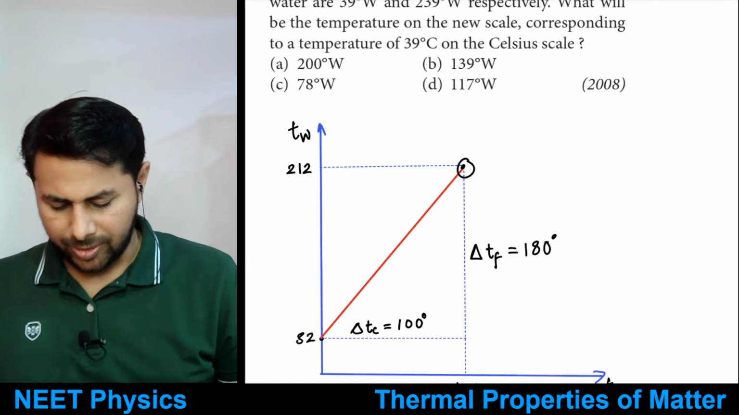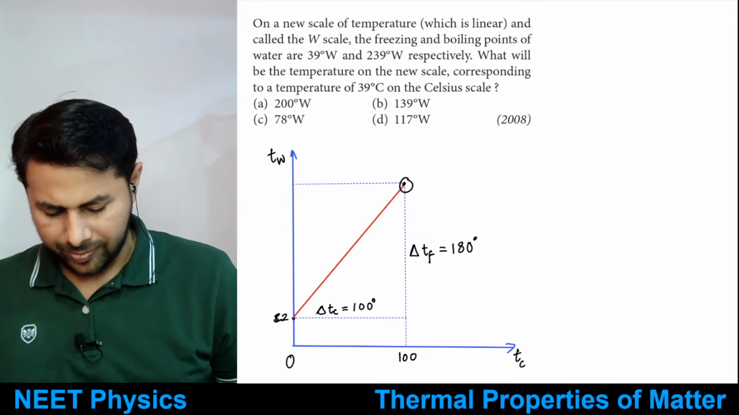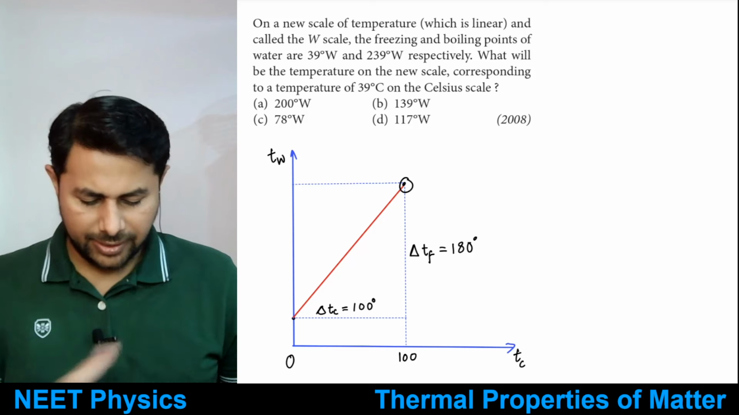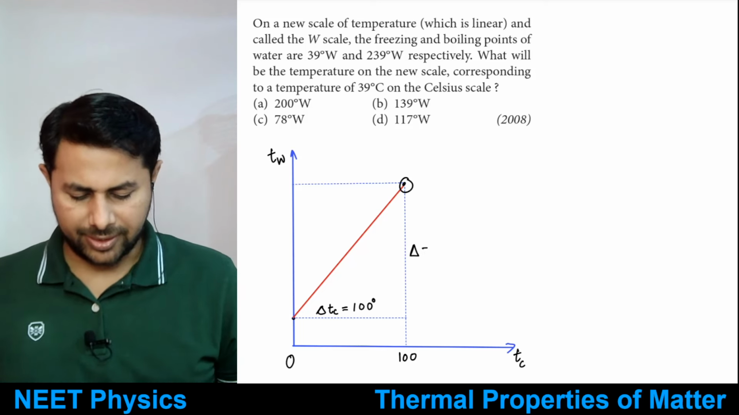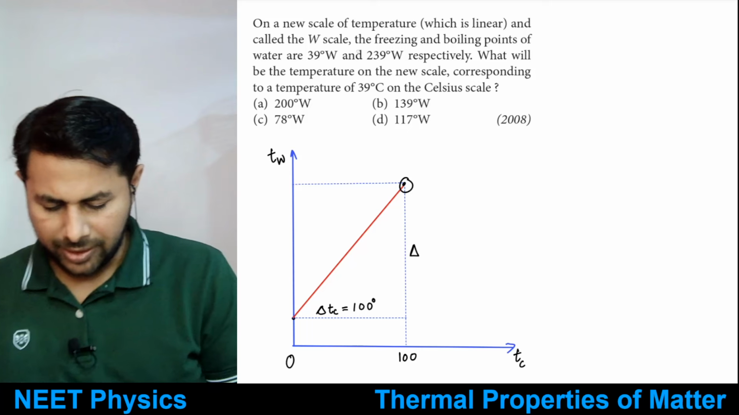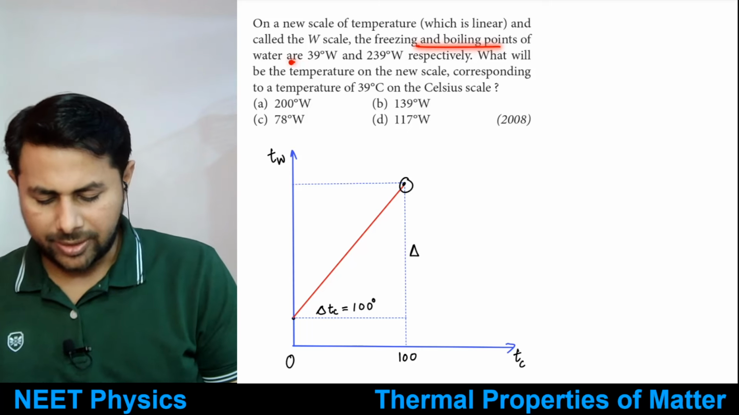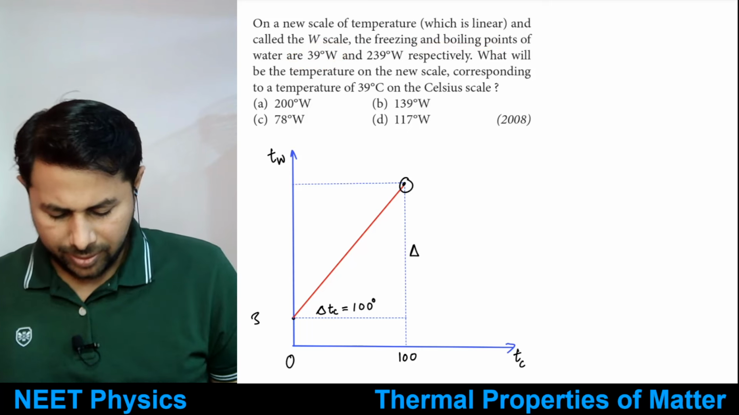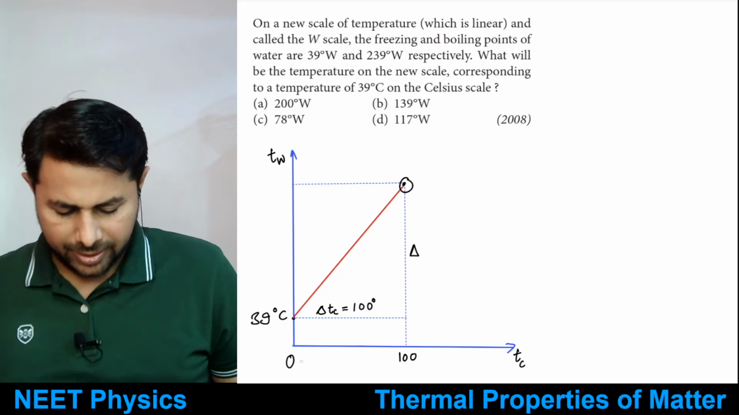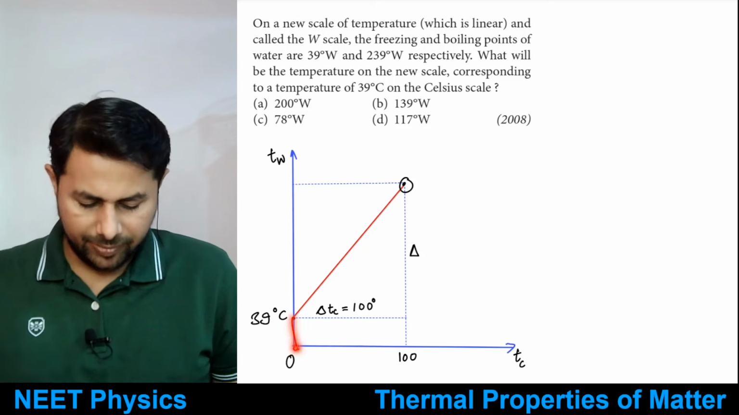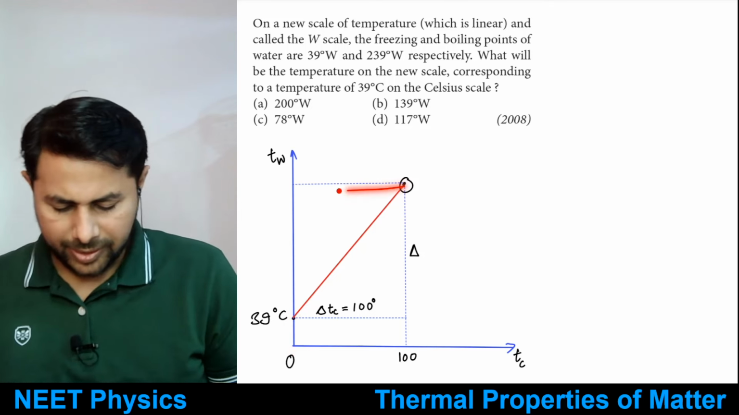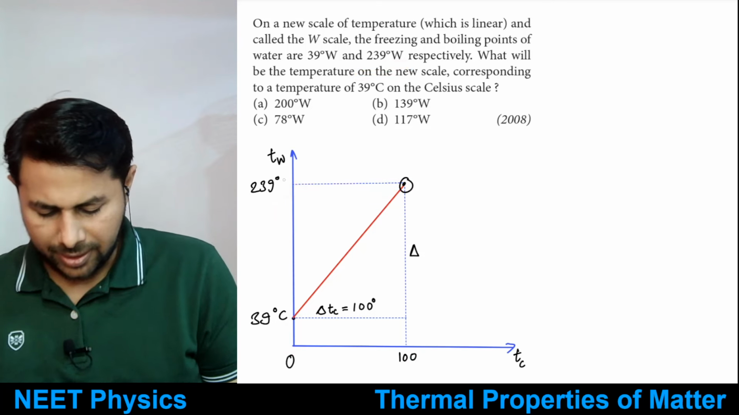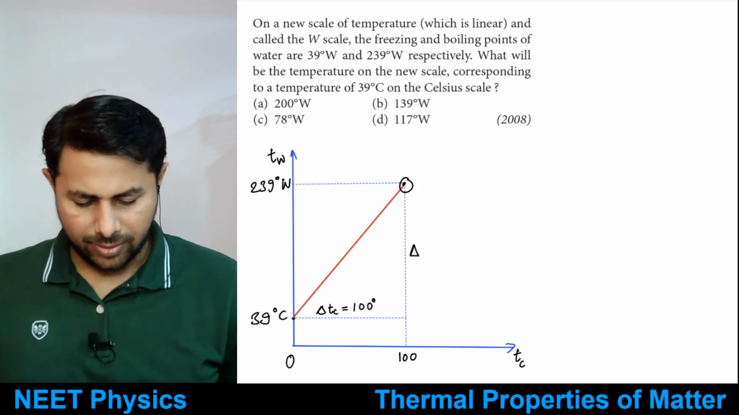So this will be W, temperature in W scale, and on the x-axis we have temperature in degree Celsius, right? So what do they say? The freezing and boiling points of water are 39 degree W. So this is 39 degree W, which is the freezing point, 0 degree Celsius, right? And boiling point is 239 degree W. Okay.